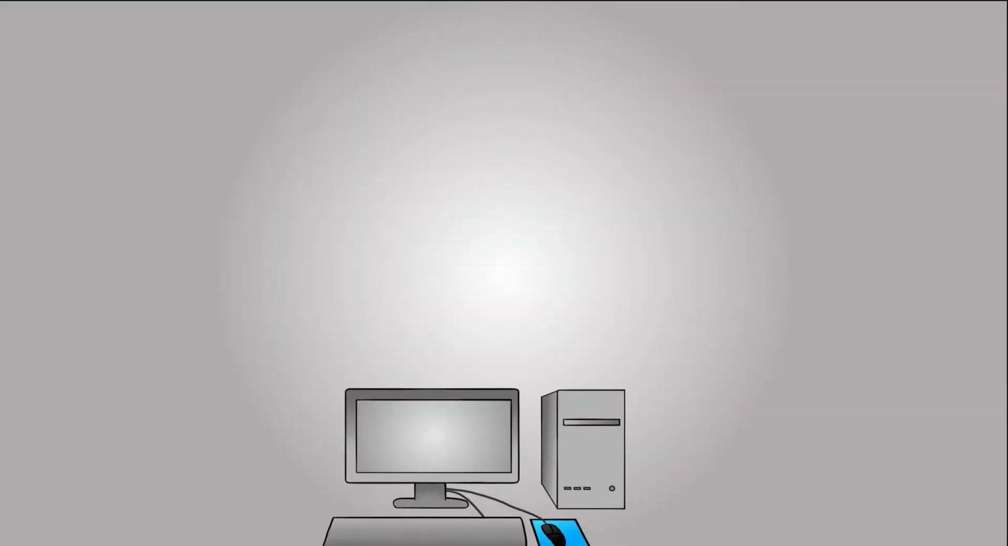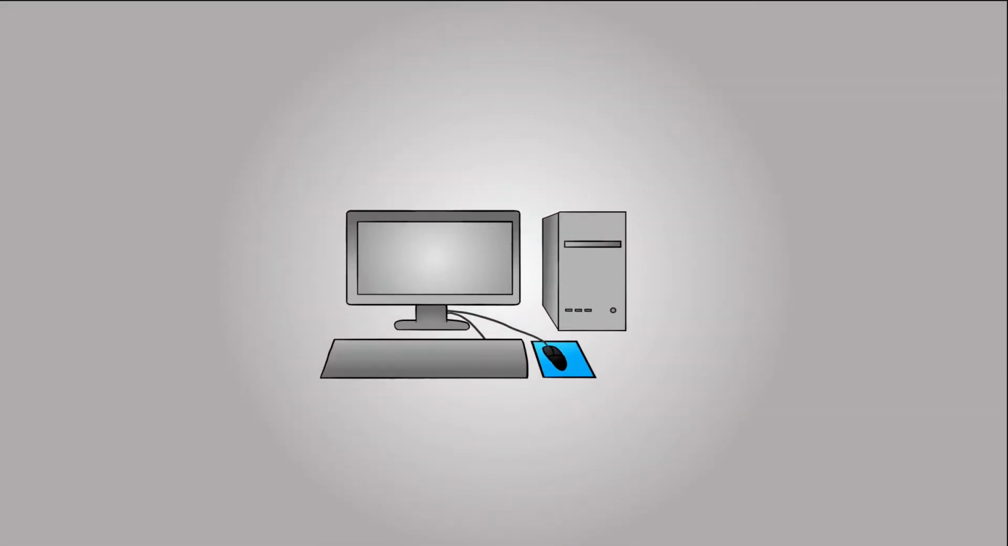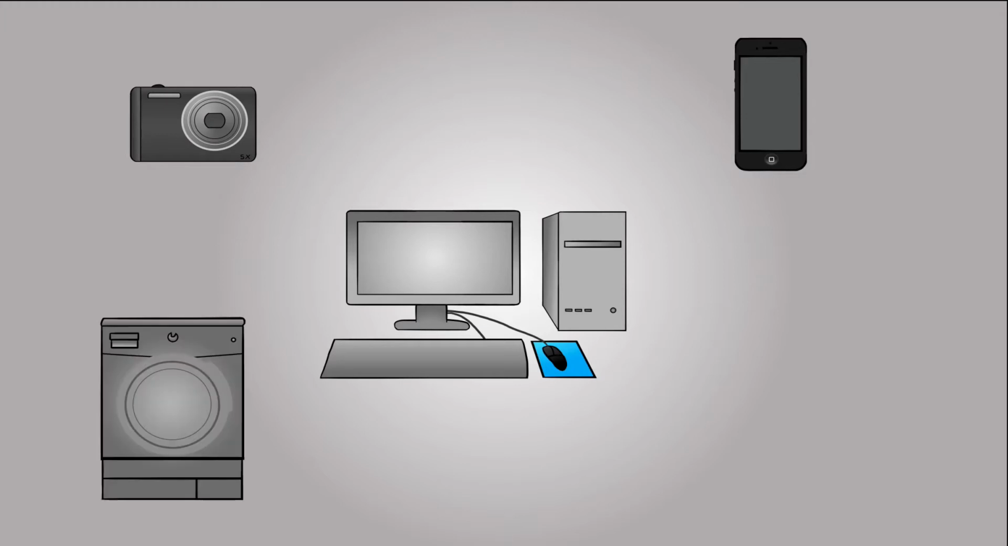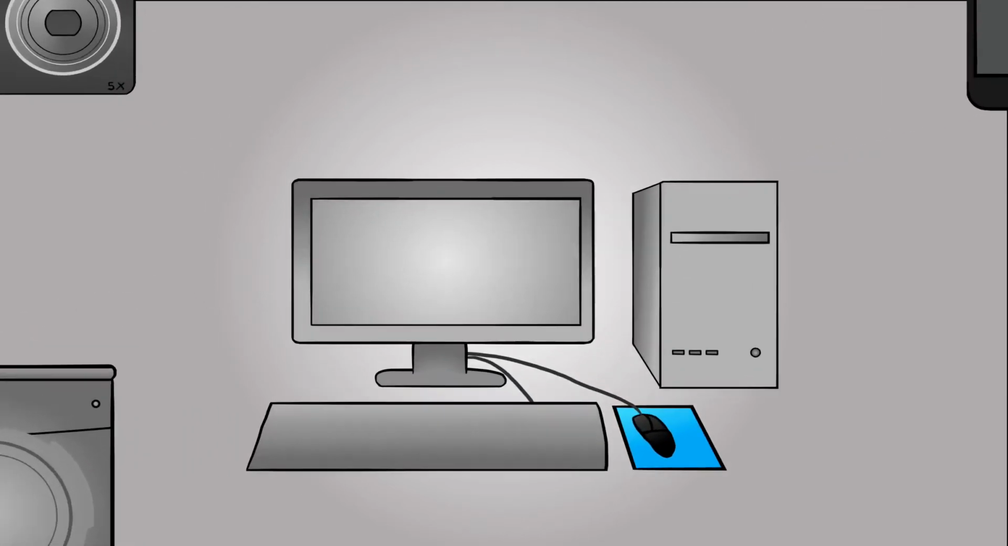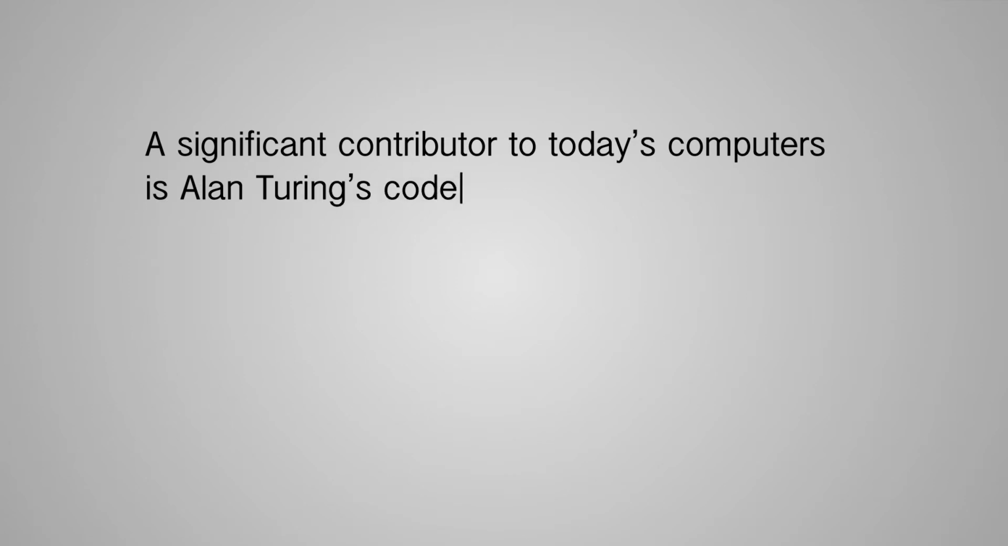Chances are that you're watching this on a computer. A computer is not just classified as your typical desktop computer. Your phone, your camera, and even your washing machine are all computers too. They manipulate data according to a list of instructions. A significant contributor to today's computers is Alan Turing's code-breaking machine.